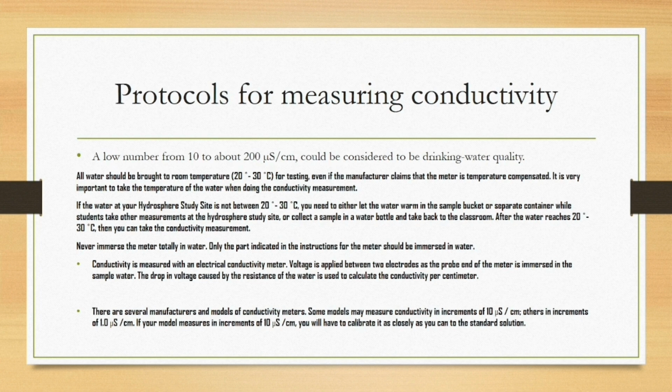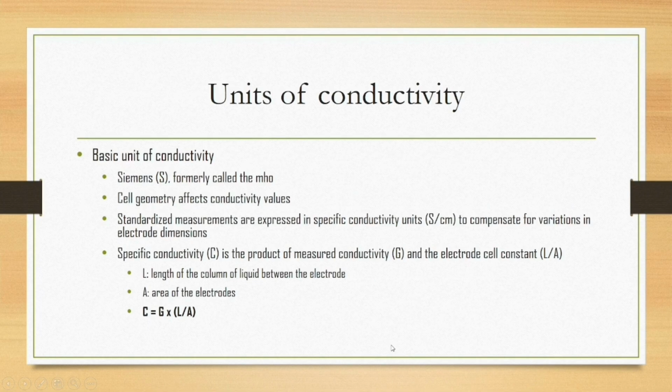Okay, now there are several models and prototypes available for measuring conductivity. Some models may measure conductivity in increments of 10 microsiemens per centimeter, some will measure in 1, and some can also measure in terms of other values. Now, what are the units of conductivity? Normally the unit of conductivity is Siemens, which was formerly called mho. We already discussed that cell geometry also affects conductivity values. Cell geometry means the surface area or the length, and the standardized measure is expressed in specific conductivity units, that is Siemens per centimeter.